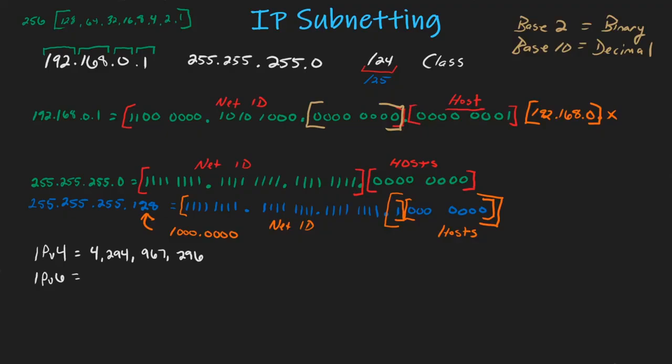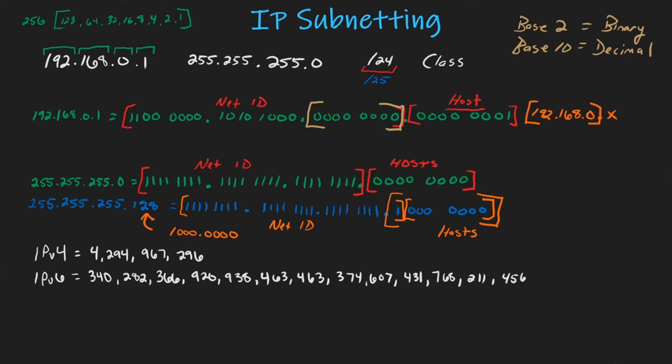IPv6 gives us a total combination of addresses: 340 undecillion, 282 decillion, 366 nonillion, 920 octillion, 938 septillion, 463 sextillion, 463 quintillion, 374 quadrillion, 607 trillion, 431 billion, 768,211,456 addresses.